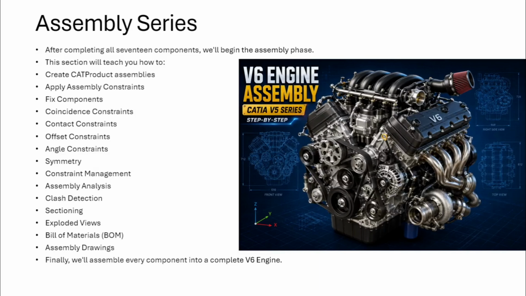Next is the assembly series. After completing all the components, we shall begin the assembly phase. This section will teach you how to create CAD product assemblies, apply assembly constraints, fix the component, coincidence constraint, contact constraints, offset constraints, angle constraints, symmetry, constraints management, assembly analysis, clash detection, sectioning, exploded views, bill of material, assembly drawing, and finally we shall assemble every component into a V6 engine to make the engine complete.